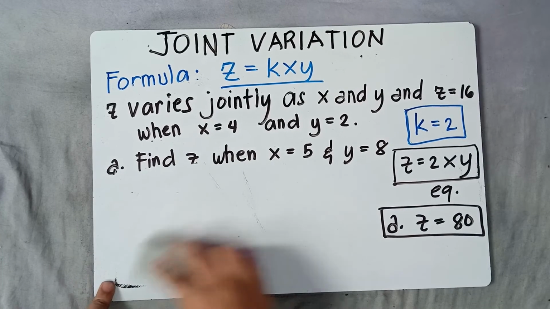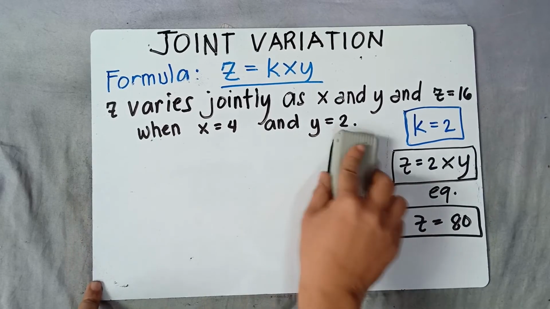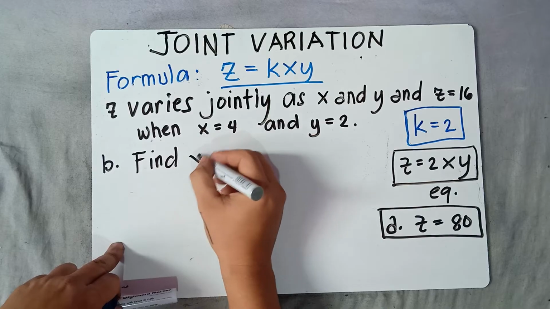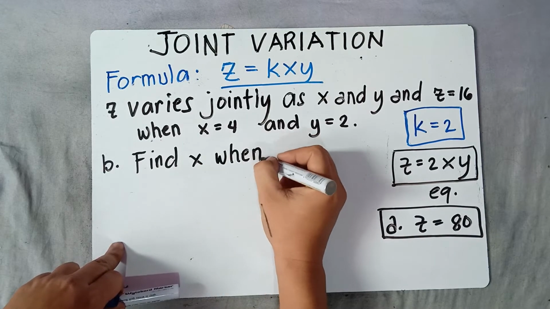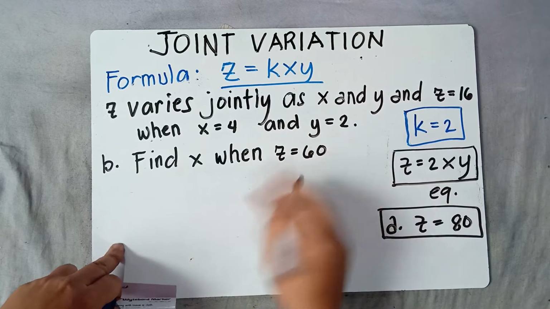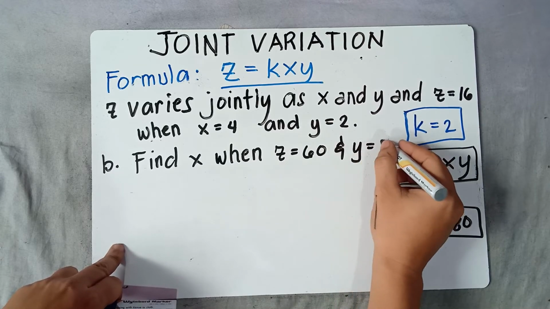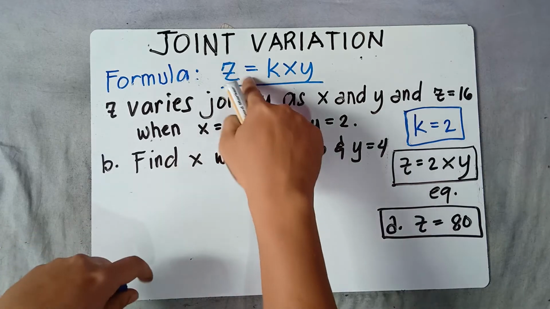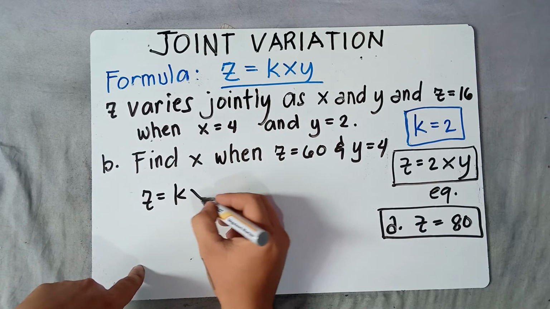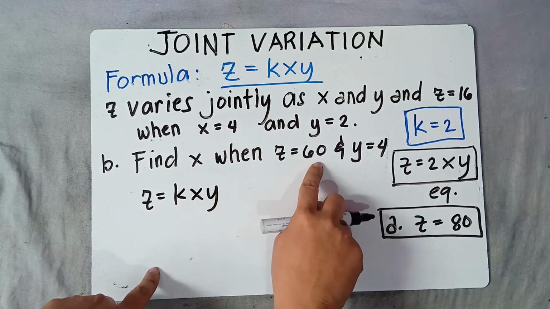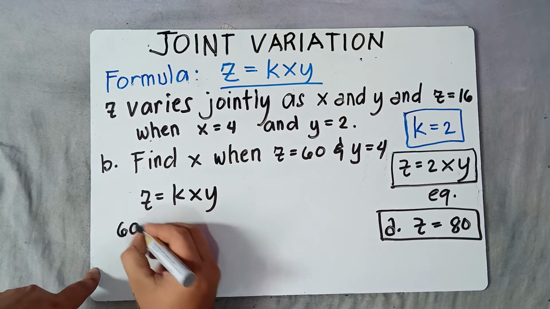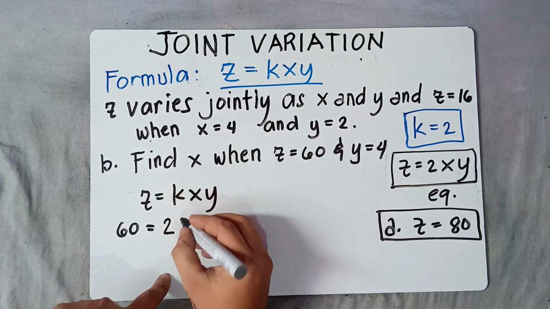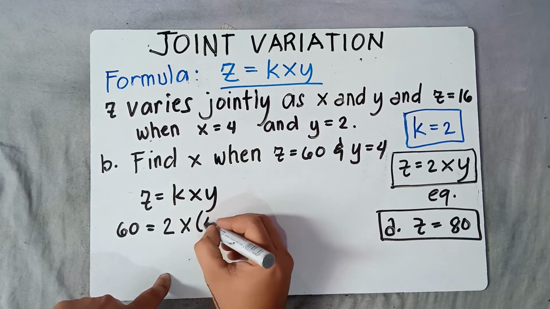Alright, let's try another question for b. So there's still another question. B. Find x when z equals 60 and y equals 4. Alright, so find x when z equals 60 and y equals 4. Alright, let's solve that. Use the formula, this equation. So z equals k xy. So since we already have the value of z, which is 60, substitute 60. 60 equals our k is 2, same k, 2. Our x, we don't have x, we are told to find x. So copy x, and our y is 4 multiplied by 4.